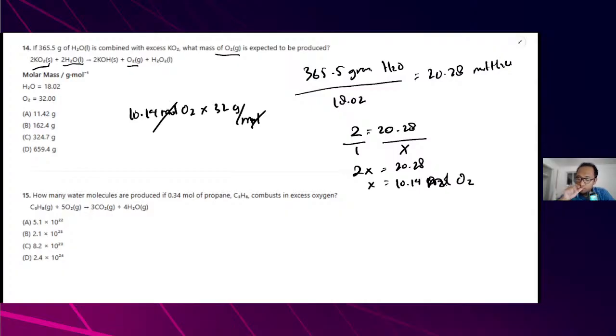We cancel out the unit, and then we end up with 324.7. So the answer should be C. All right, we're done with this question.